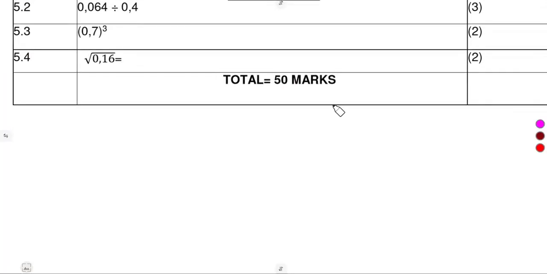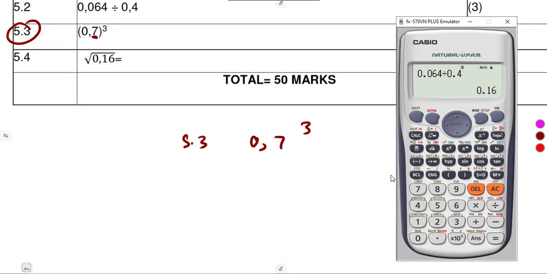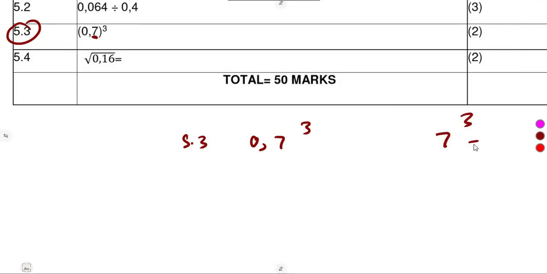These are free marks. All right, 0.7 to the exponent of 3. So as long as you know 7 to the exponent of 3, 7 times 7 times 7, like this, is 343. As long as you know that is 343.